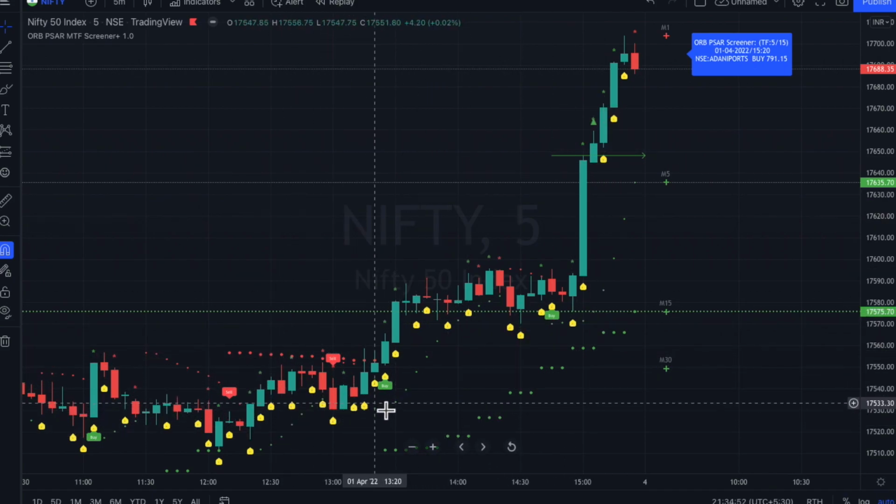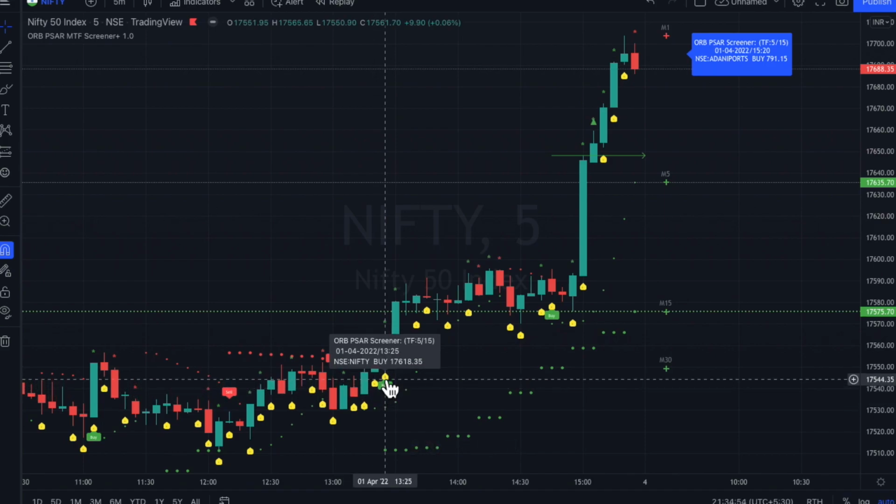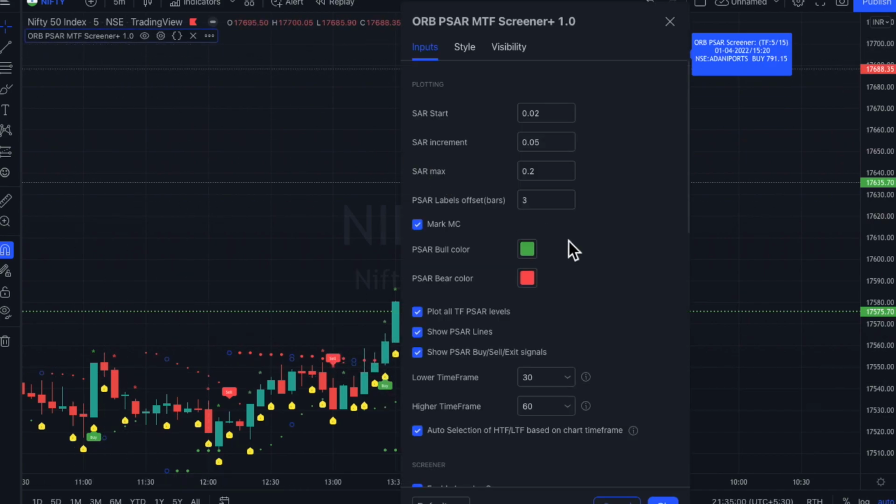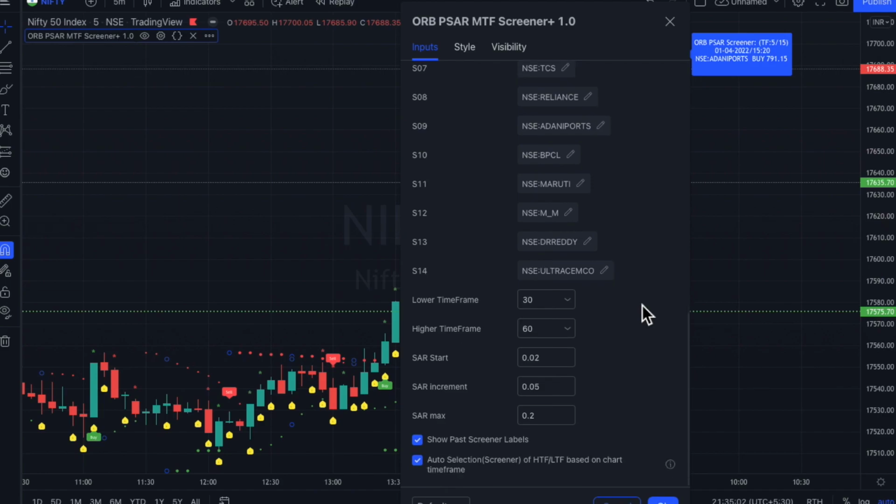As for example, here we already have a buy for Nifty, so this particular thing will also show the buy for Nifty here. Now another beautiful feature of this screener is that you can define your various time frames. You can also use this on auto selection mode. If it is left on auto selection mode, the screener will automatically select the best time frame for you to give you signals.